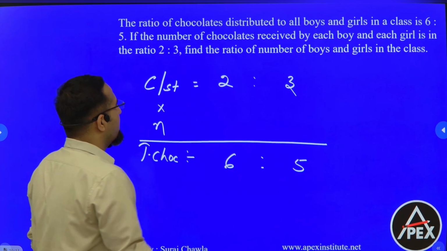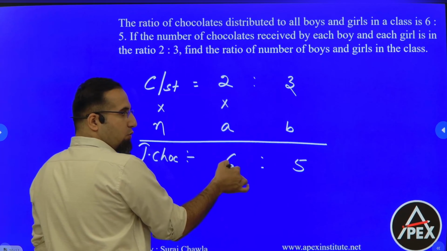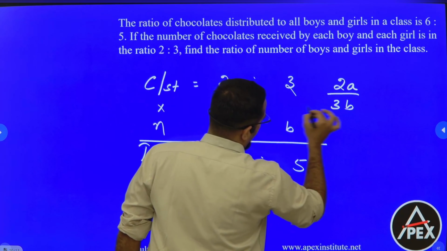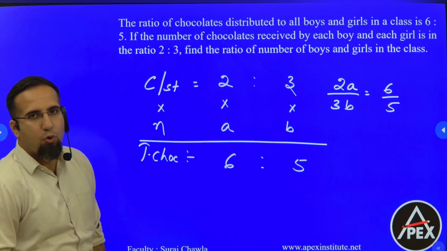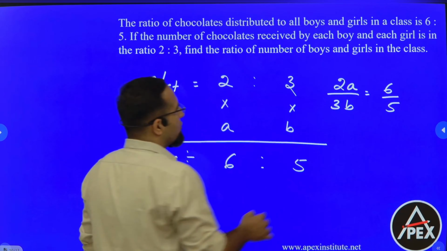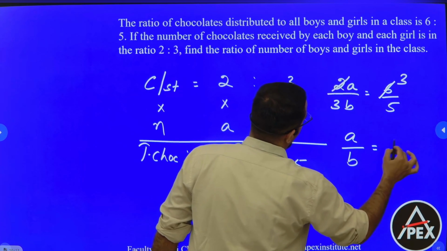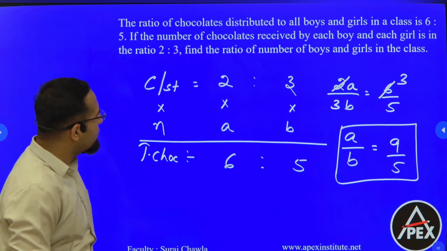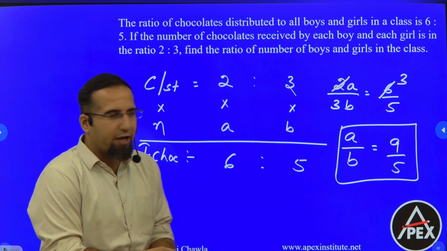Clear? Let me assume this as A and let me assume this as B. So I know that 2 into A divided by 3 into B should be in the ratio of 6:5, where A and B are nothing but the number of boys and number of girls. Clear? So if I simplify and cross multiply, I get the ratio of A is to B as 9:5, and that becomes the ratio of number of boys to number of girls in the class from the given conditions in the question. Okay guys, let's move to the next one.